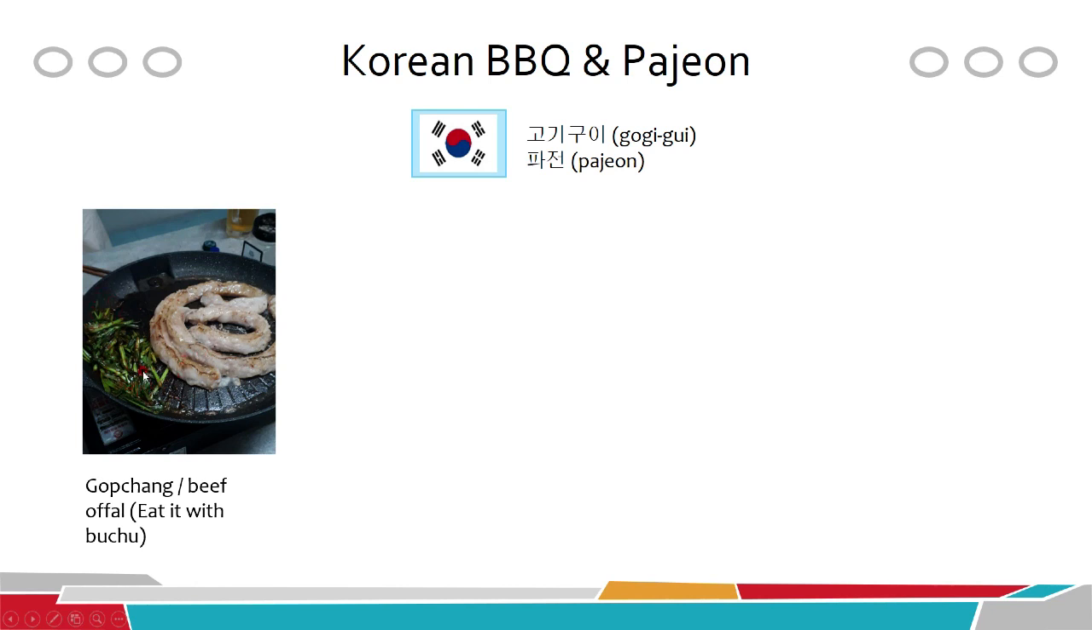And we have this one. We call it buchu. We eat the 곱창 with the buchu together and roast it, because it's really good combination and it really tastes good. So if you visit Korea, I'd like you to try this one because the only place you can eat this is Korea.